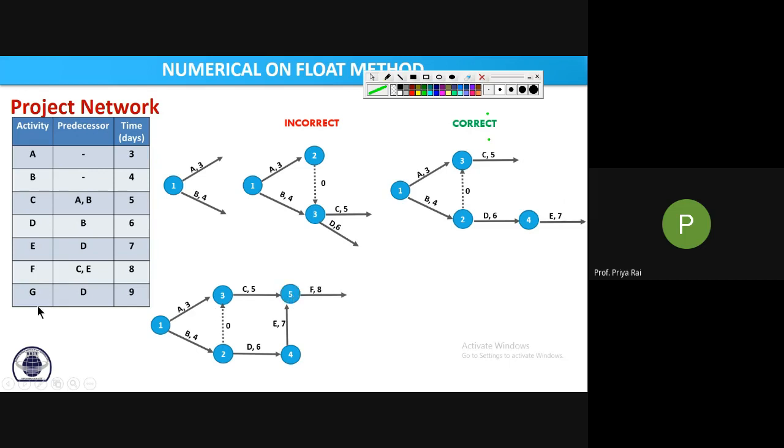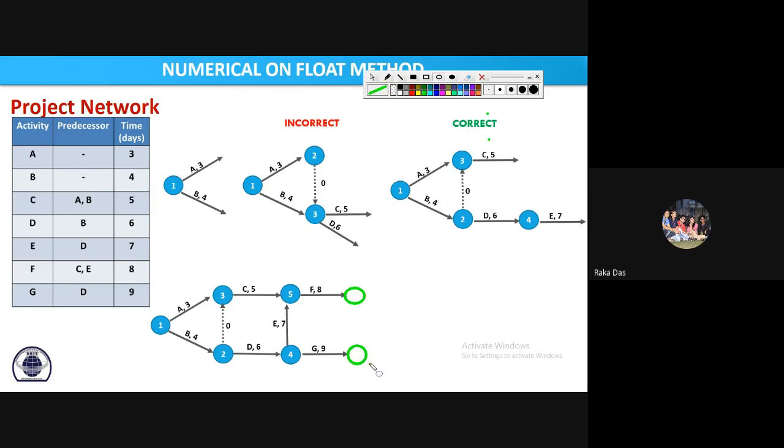Now G will start from which event number? From which event will your G start? D. No, event number. Oh, 4. 4, right? From here. Okay. So is this your complete network diagram?